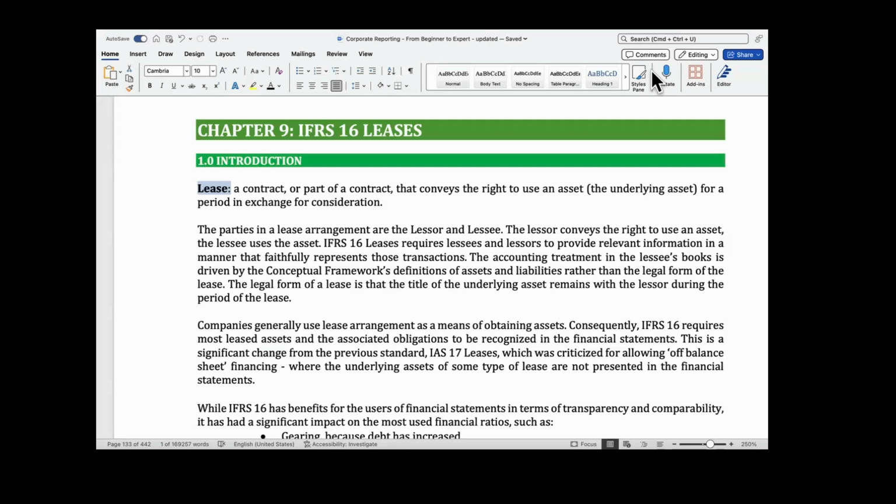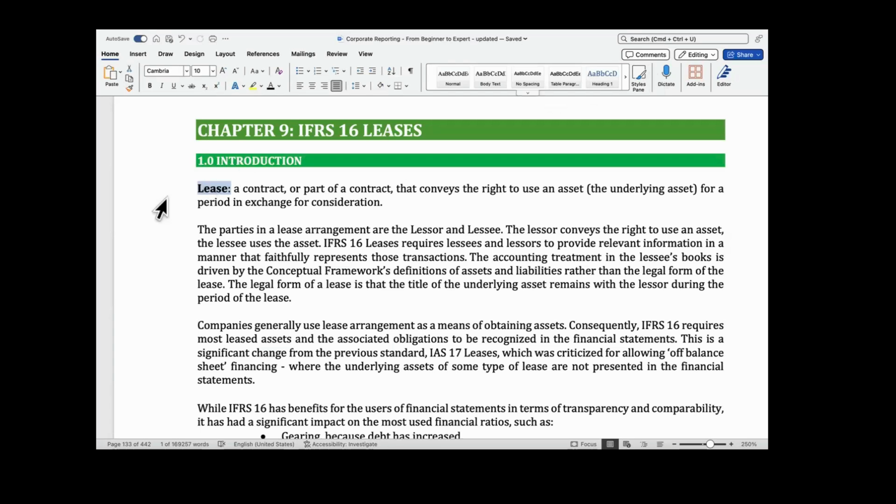IFRS 16 actually deals with any form of transaction whereby you are using an asset that is not your own, and you're using that asset to make money. Whether to make money or not to make money, you're using an asset that is not your own. IFRS 16 takes care of accounting for the money you pay for that asset itself, how you account for it in your books. All of that is what we want to learn tonight.